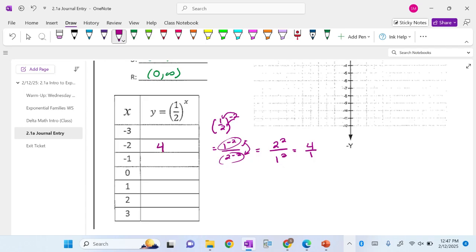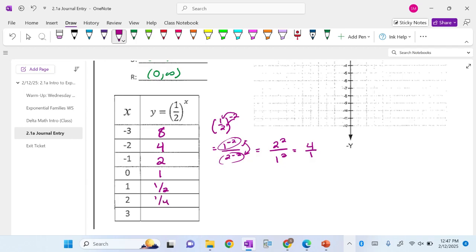So what do you think 1/2 raised to the negative 3 is, based off of that assumption? 8. What about 1/2 to the negative 1 power? 2. What about 1/2 to the 0 power? Still 1. Anything raised to the 0 power is always 1. What about 1/2 to the first power? Just 1/2. 1/2 to the second power?